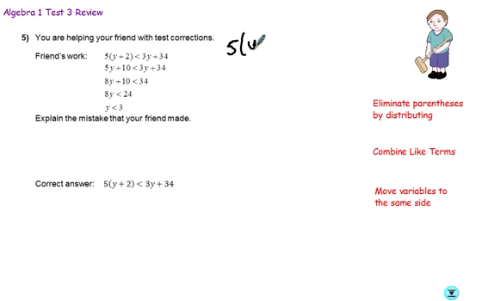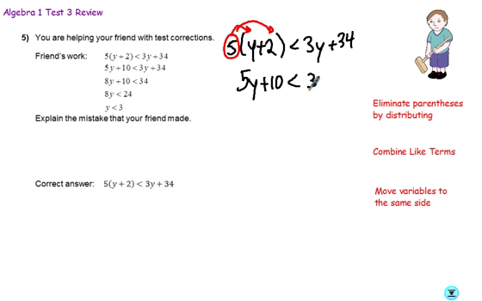They've got 5 times (y plus 2) is less than 3y plus 34. Well, the first thing that I always do here is eliminate parentheses by distributing. So I distribute that out, and I end up with 5y plus 10 is less than 3y plus 34. And if I compare what they did and what I have, that looks good so far.